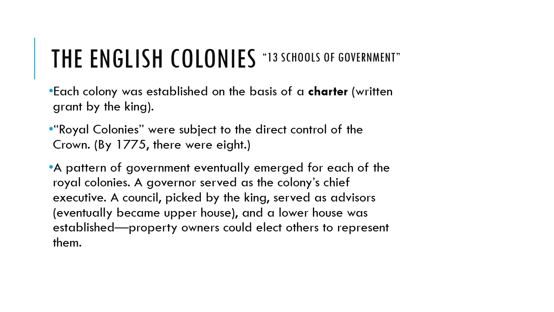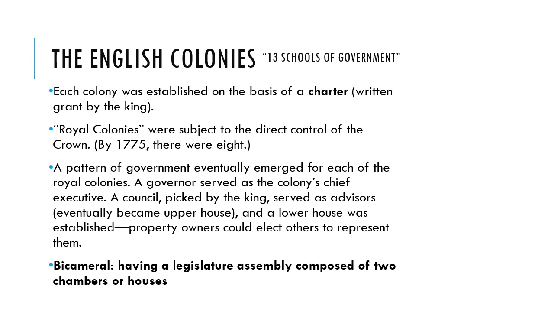Now, out of these colonies, a pattern developed. A governor served as a colony's chief executive. A council picked by the king served as advisors, which eventually became the upper house of the legislature. And a lower house was established. That lower house was filled by property owners electing others to represent them, usually the more educated. And this filtered into a bicameral legislature.